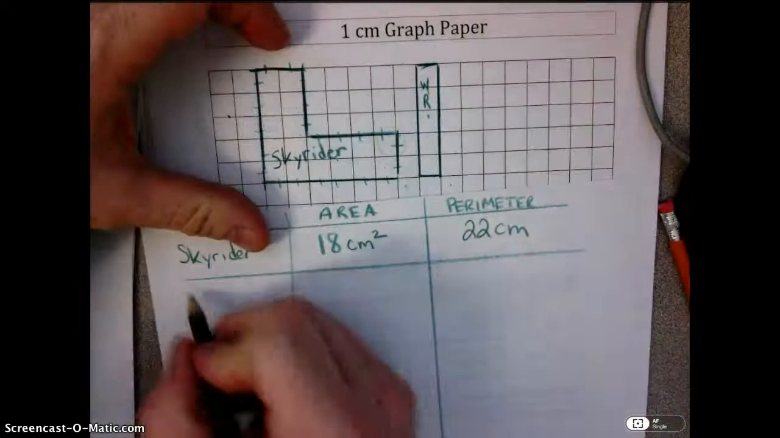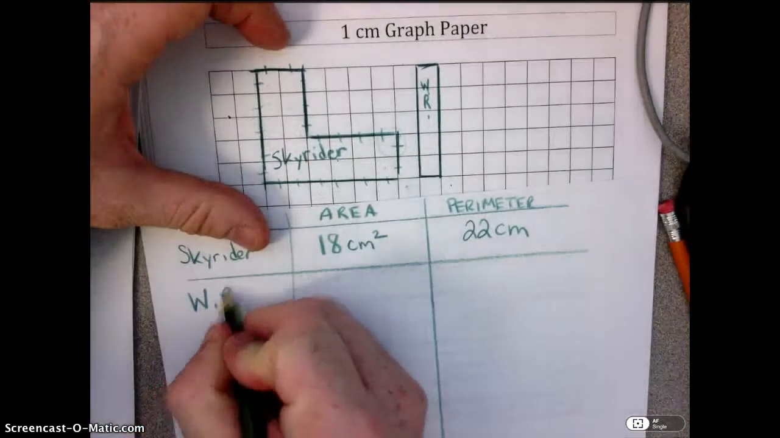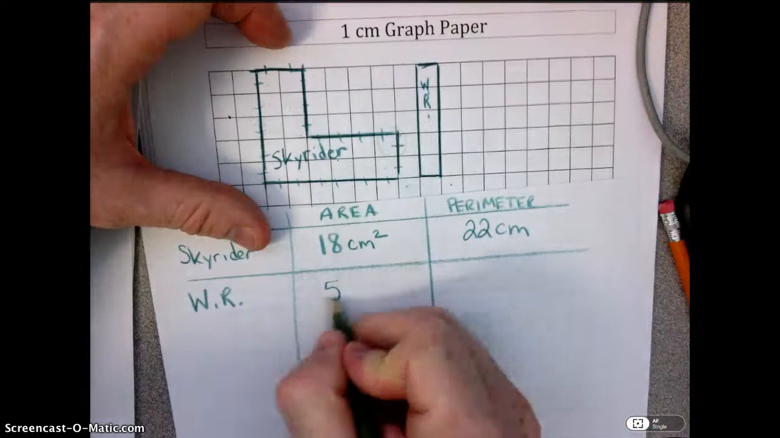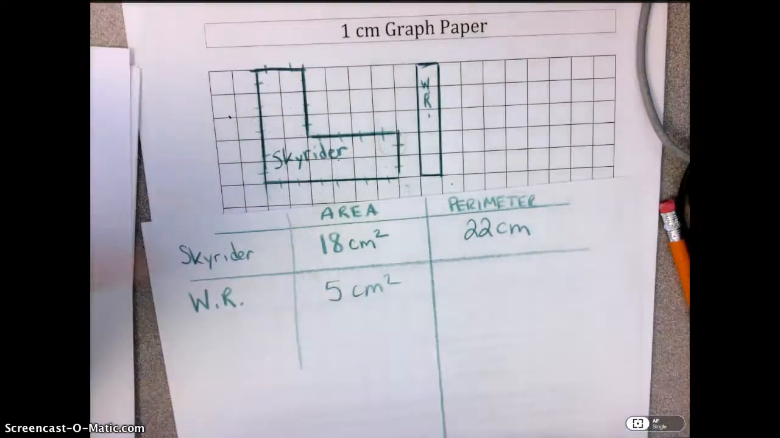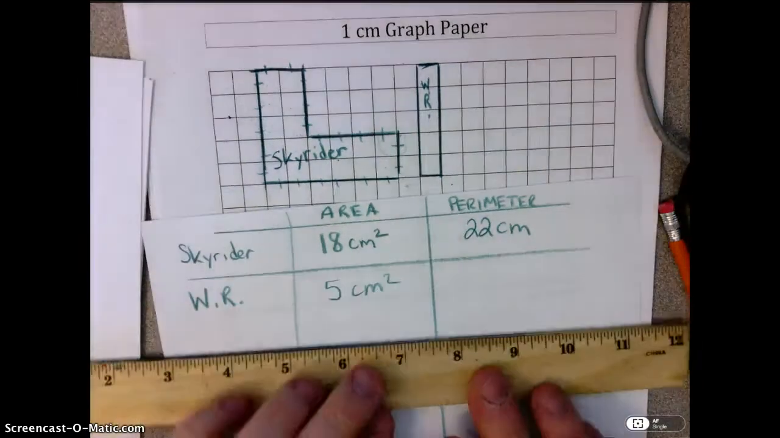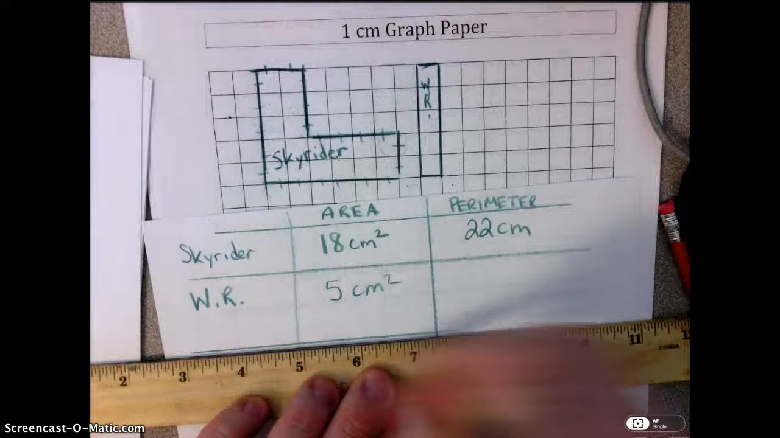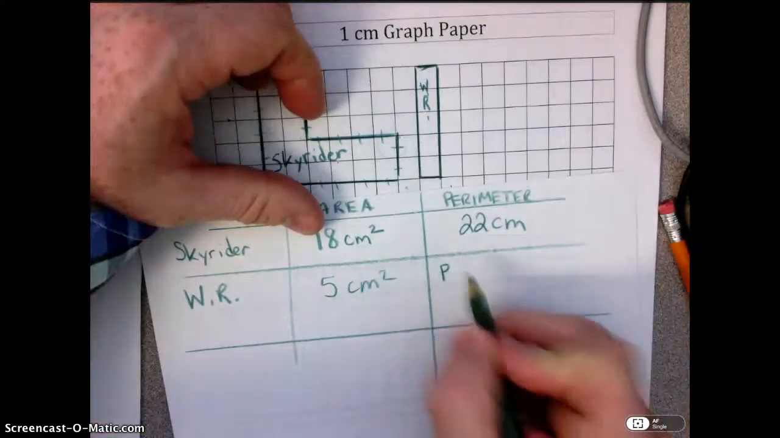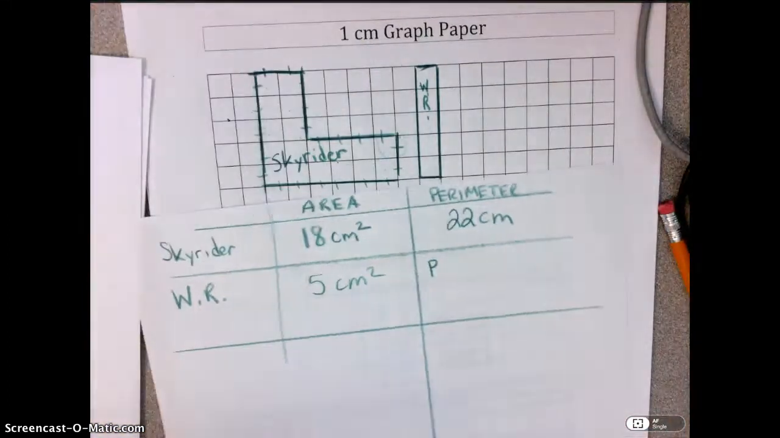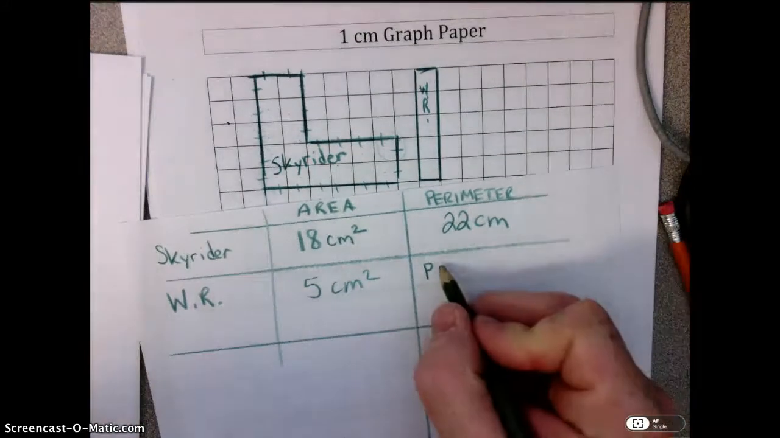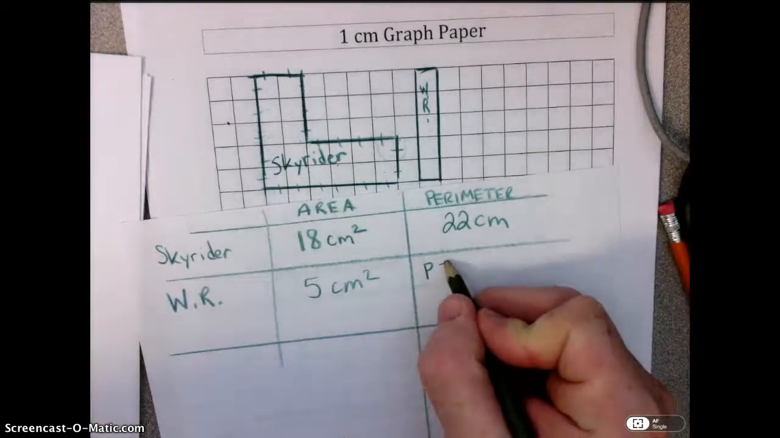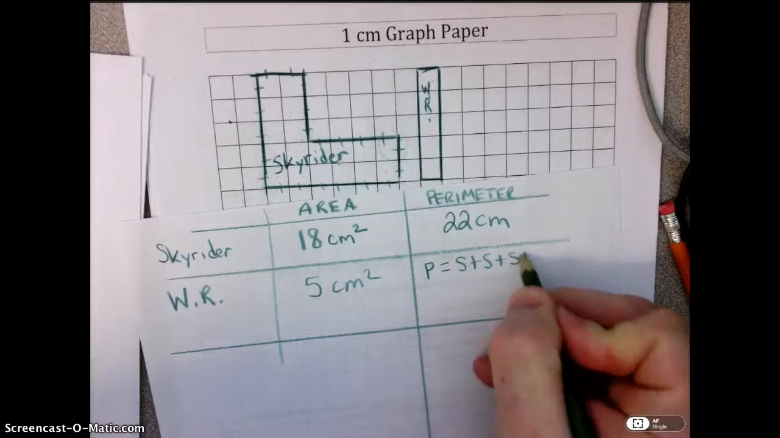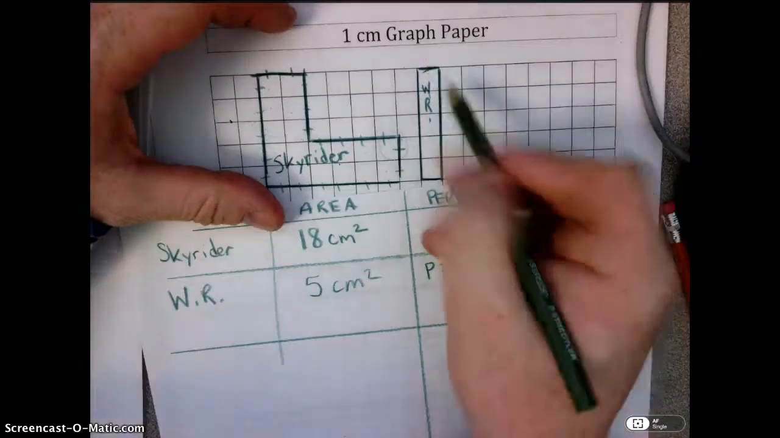Now, what if you want to challenge yourself like the grade 4s? 1, 2, 3, 4, 5. And you have to do the formula for the perimeter. Who can tell me what the formula for the perimeter of my washroom would be? What would the perimeter for my washroom be? Nuria? Excellent. Nuria realizes 4 sides.